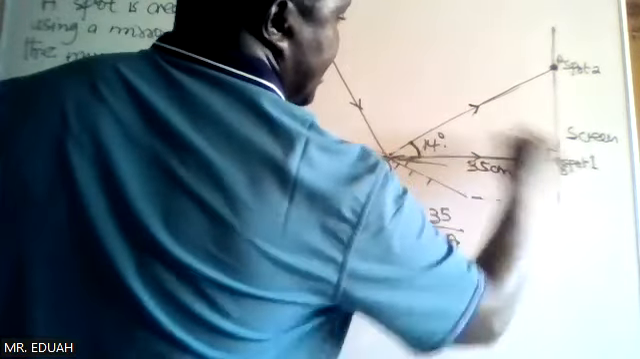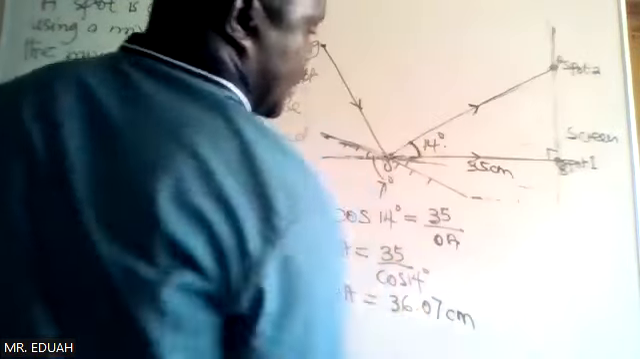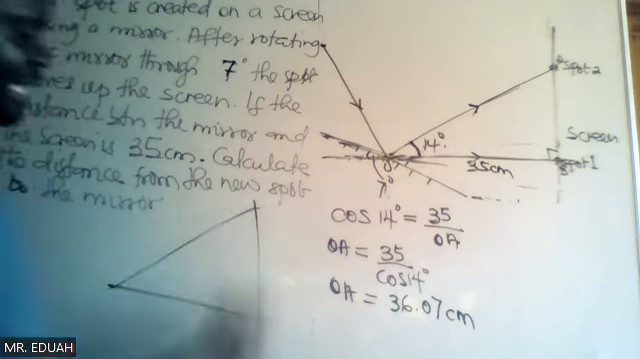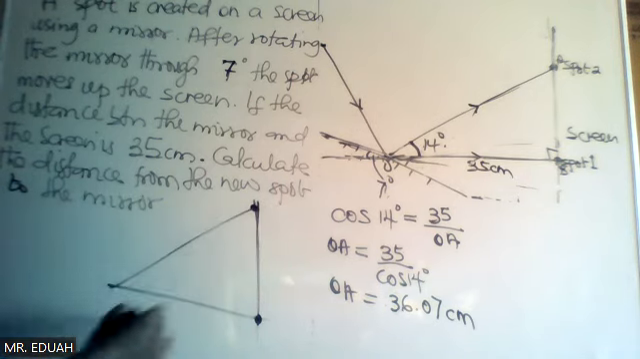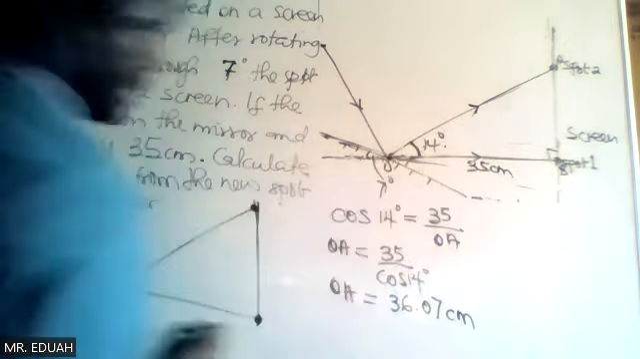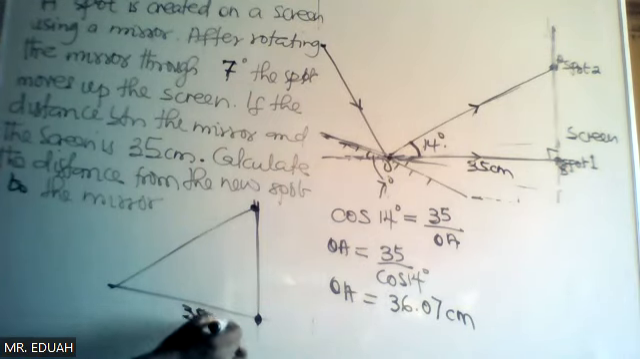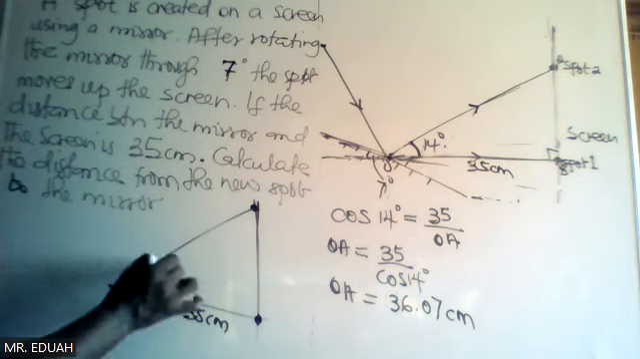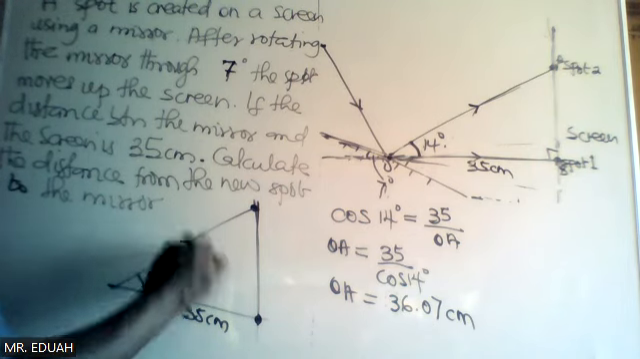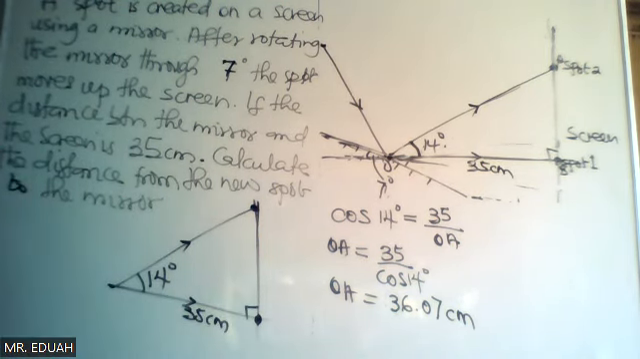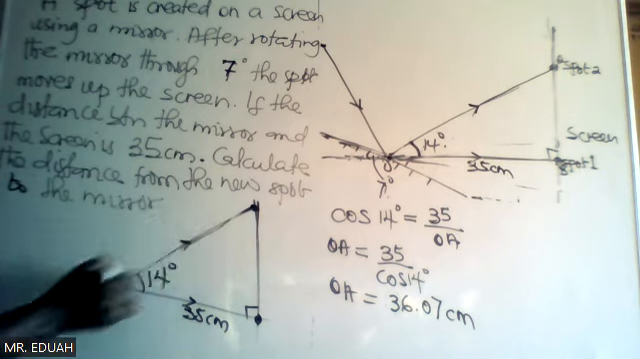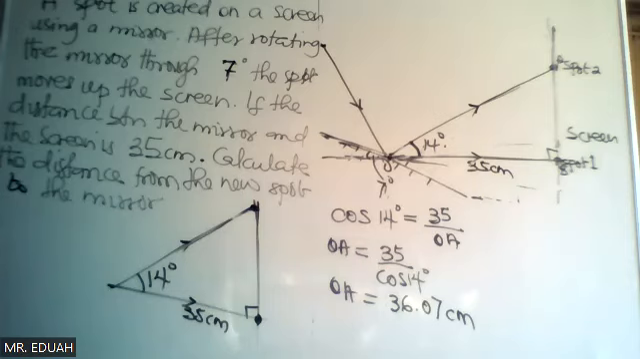So the first reflected ray, the second reflected ray, this is the screen. So it forms something like a right angle triangle. This is the screen, first spot, second spot. We have this distance from the mirror to the screen, 35 centimeters. This is 14, two times. This is the first reflected ray, second reflected ray. So we have this right angle triangle, and this time, the hypotenuse is what we are to determine. And so using any appropriate trig ratio, you can easily determine the hypotenuse.